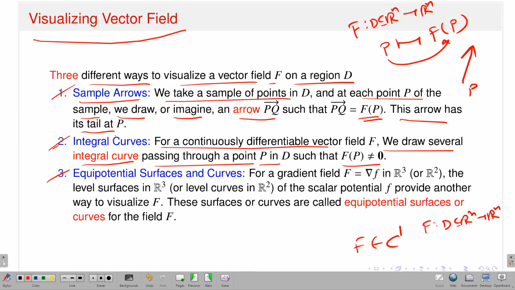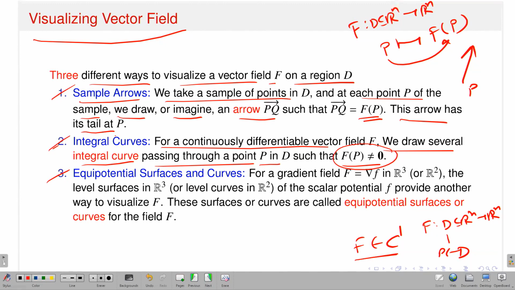If that is the case, if my capital F, since it is a function from Rn to Rn, belongs to C1, that means it is continuously differentiable, then I can draw several integral curves through a point P inside my domain D, for which I am drawing an integral graph, such that F of P is non-zero.